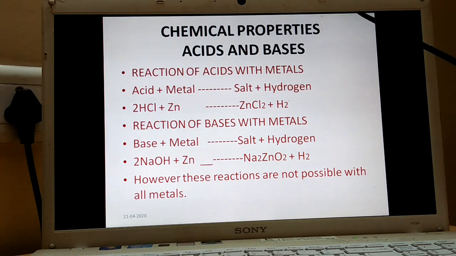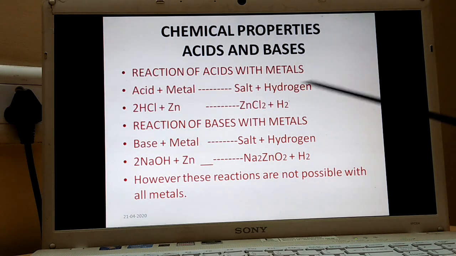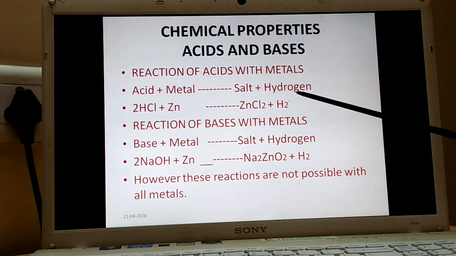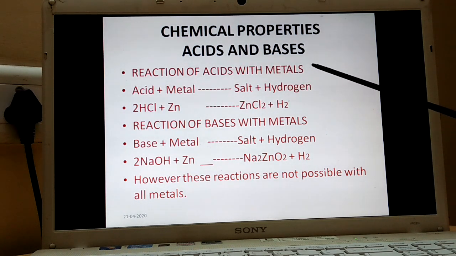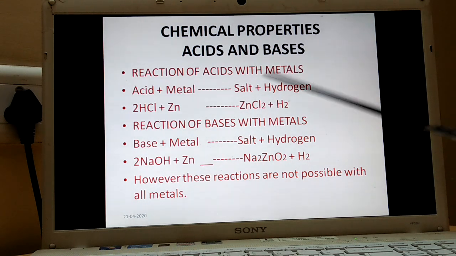Next, I'm going to explain about the chemical properties of acids and bases. Now, students, you have to learn the chemical properties by writing these chemical equations in your notebook. Reactions of acids with metals. The first reaction which we are going to do today is how acids react with metals.